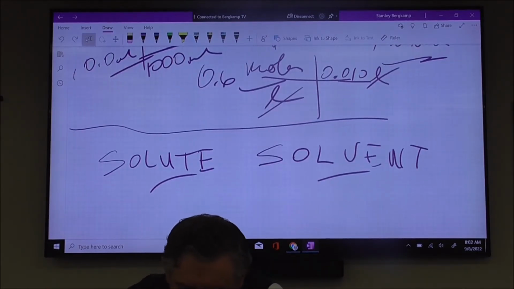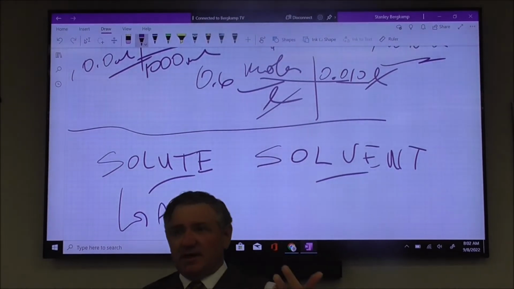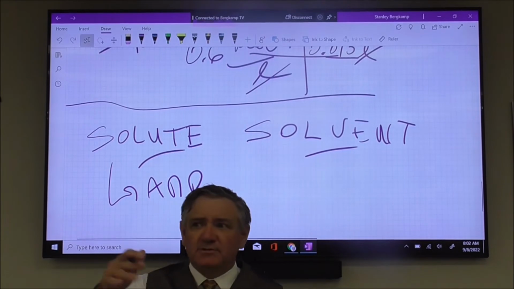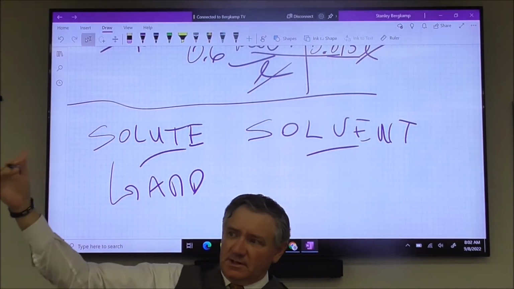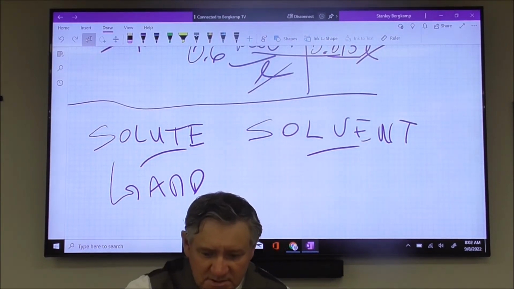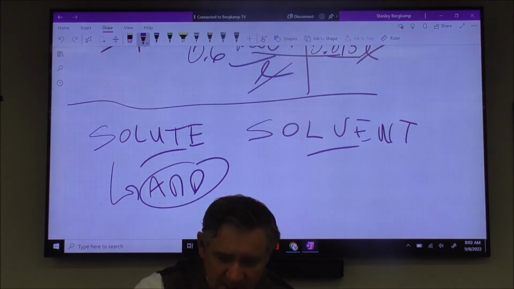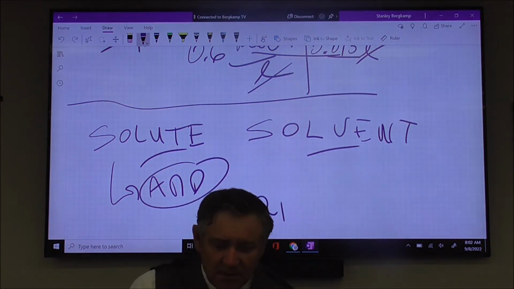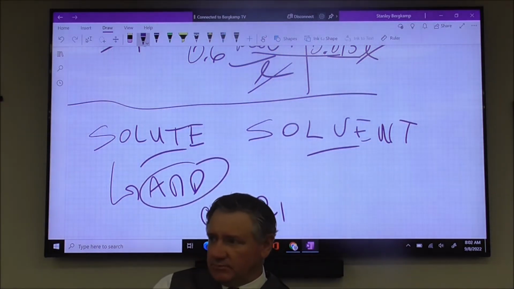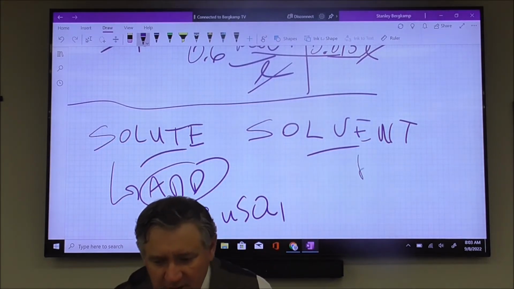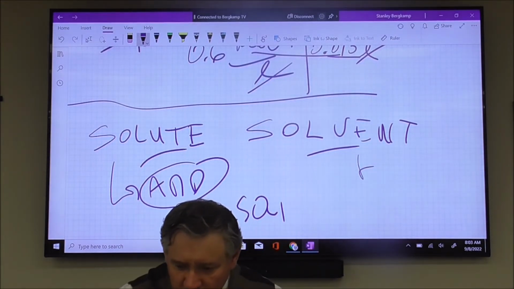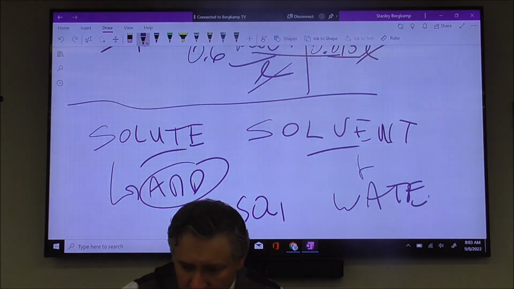So the solute is what you add. Like yesterday, you guys took copper sulfate and you dissolved it in the water. So your solute is what you add, which yesterday was the copper sulfate. Okay? The solvent is what does the dissolving, which in that case is your water.